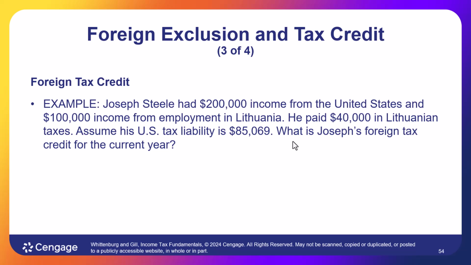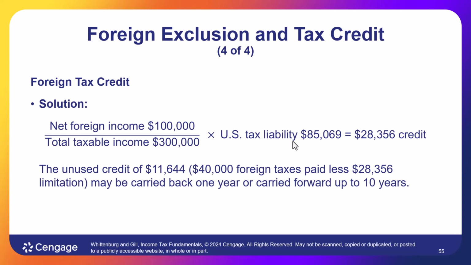Joseph Steele had $200,000 in income from the United States and $100,000 from employment in Lithuania. He paid $40,000 in Lithuanian taxes. Assume his U.S. tax liability is $85,000. What is his foreign tax credit for the year? Foreign income divided by total taxable times U.S. tax liability means he gets a credit of $28,356. The unused credit of $11,644 is $40,000 foreign taxes less the $28,356, and it may be carried back or carried forward.